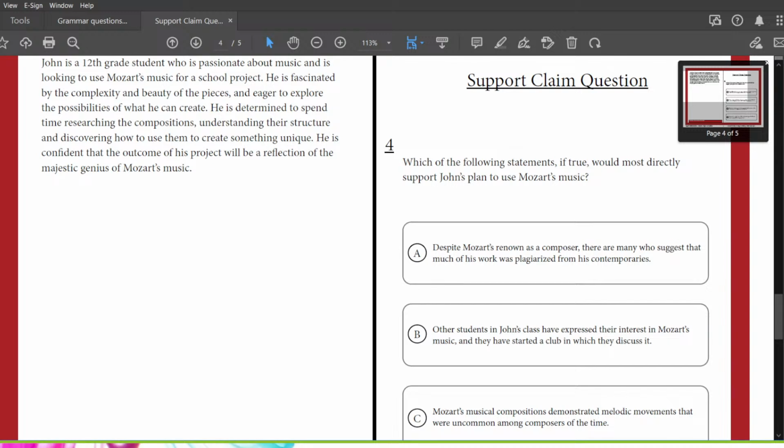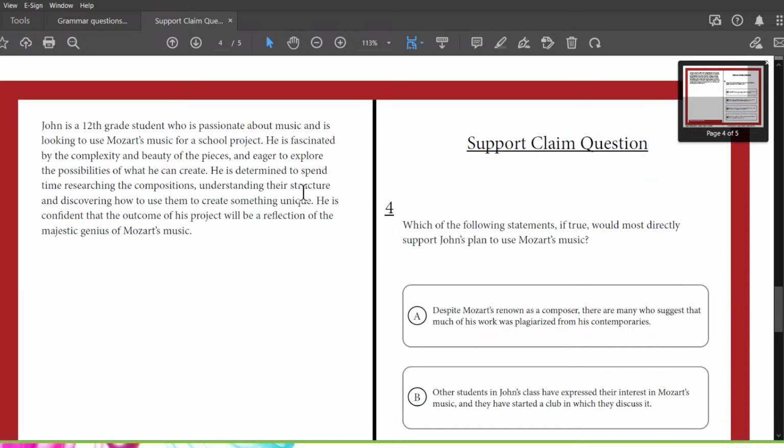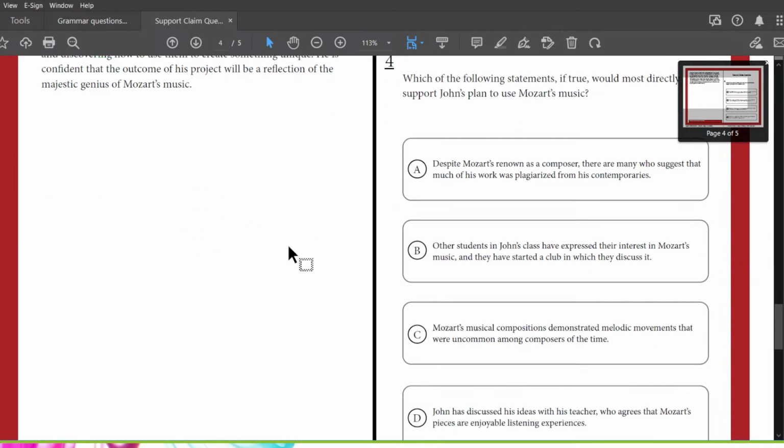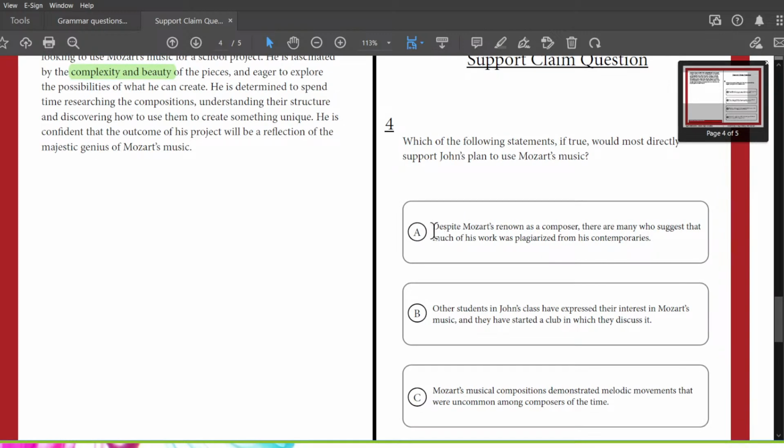Yeah, C. Yes. I've seen a few versions of this kind of supporting claims question where we're just trying to evaluate what is good evidence at the end of the day. So he's fascinated by the complexity, and these are the key words right here, the complexity and beauty of the pieces. This is where he's telling us what he's looking for, you know? So he's looking to use Mozart's work and focusing on these details. So I want to look for something that's positive about Mozart's work.